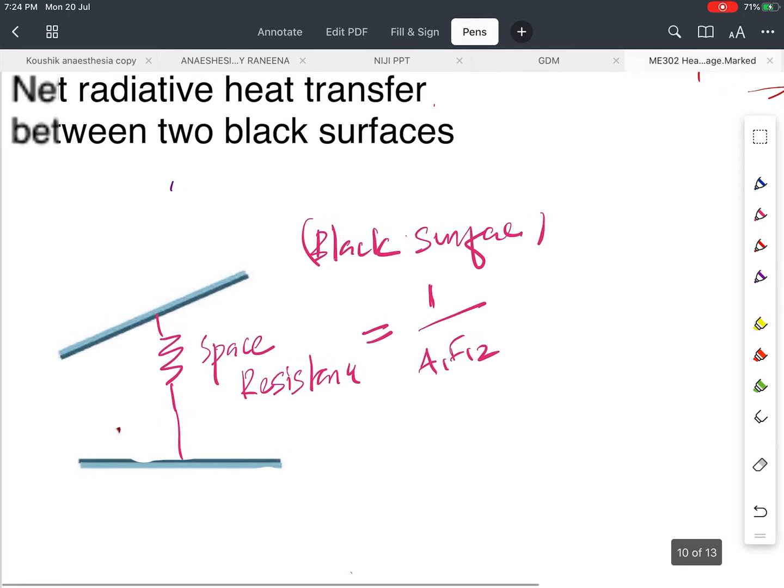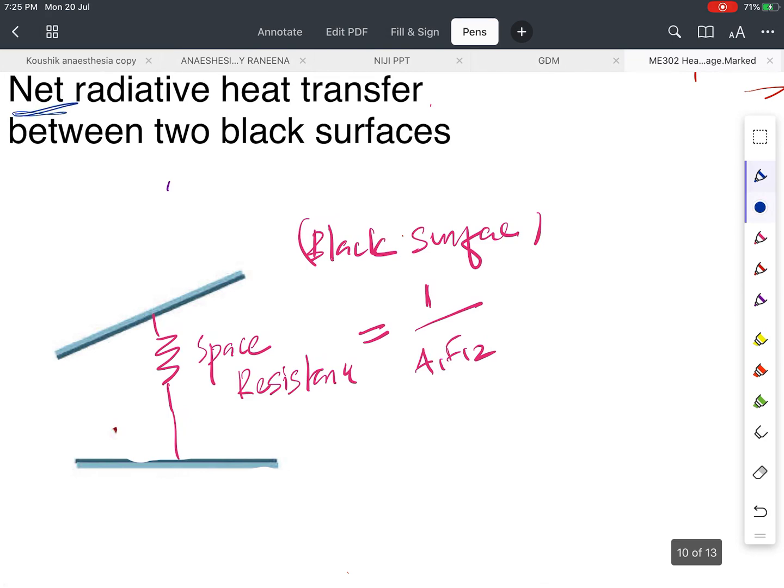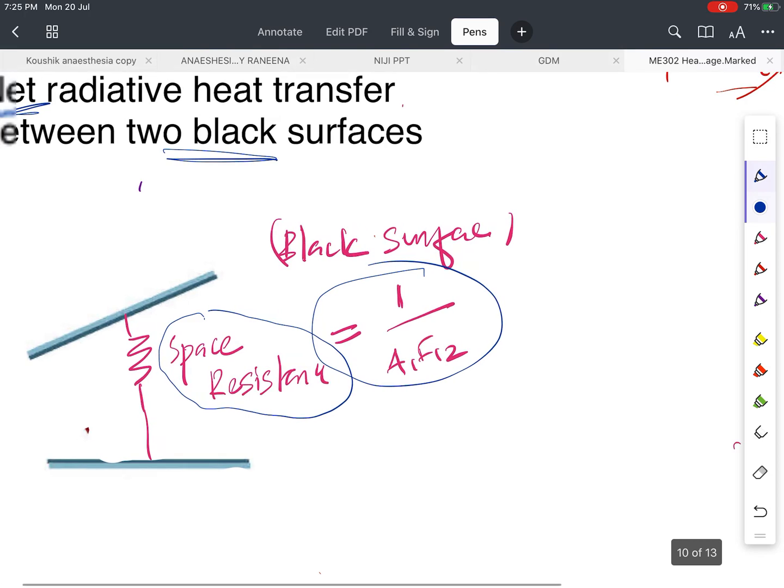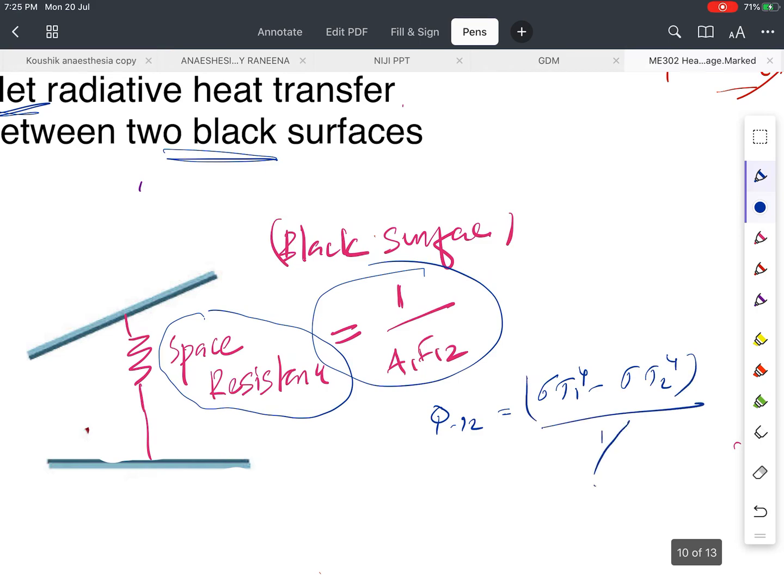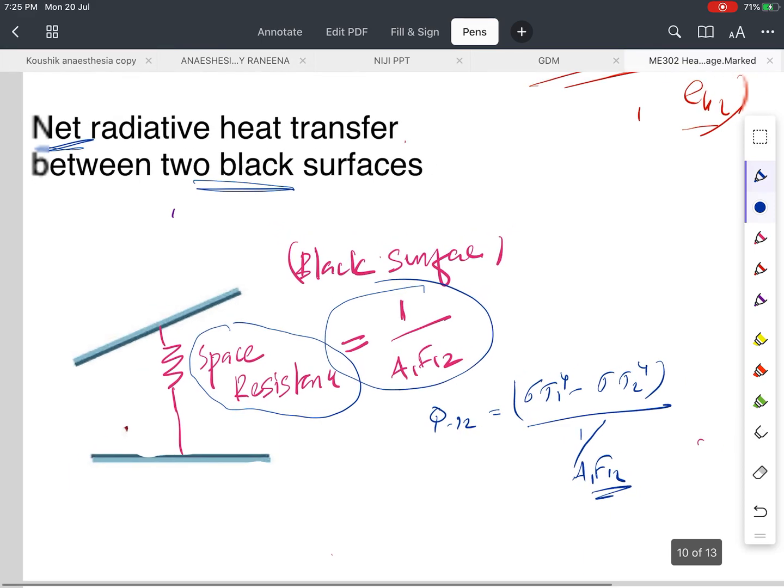In the last video, we have seen the net radiative heat transfer between two black surfaces, and we have seen there is a space resistance with respect to the orientation. Because of the orientation, there will be a space resistance, and it is given by 1 by A1 F12. You have seen the net radiation heat transfer between two black surfaces is equal to sigma T1 raised to 4 minus sigma T2 power 4 divided by the resistance 1 by A1 F12, where F12 is the view factor.